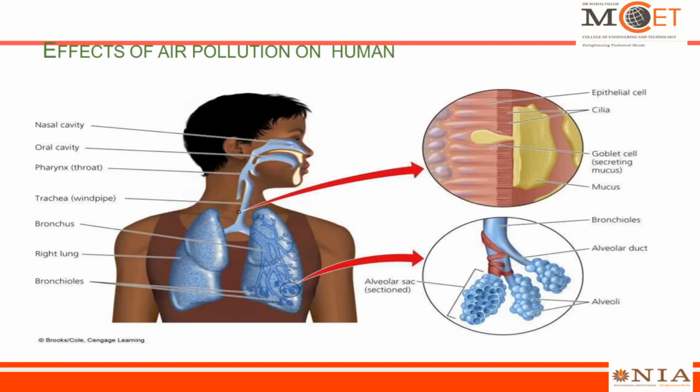So, effects of air pollution on human beings. You can see the different parts of the human body that are getting affected by these air pollutants in our body, right? You can see the nasal cavity, oral cavity, pharynx, trachea, the windpipe, and bronchioles, right? The left lung, the right lung, and bronchus, right? And inside the alveoli, what is there? You can see the alveoli sac consists of bronchioles, alveolar duct, and alveoli. And inside the trachea, you can see the different components.